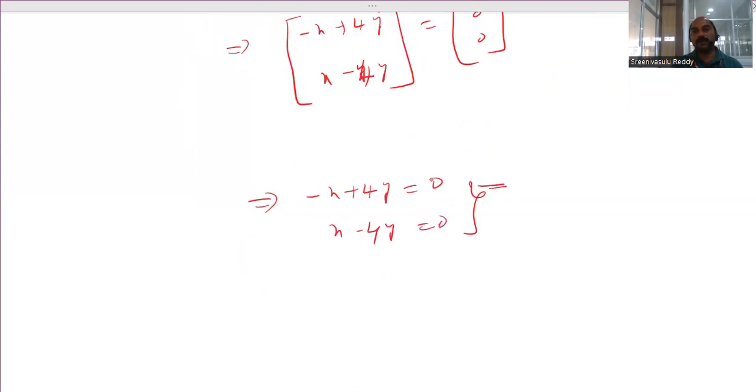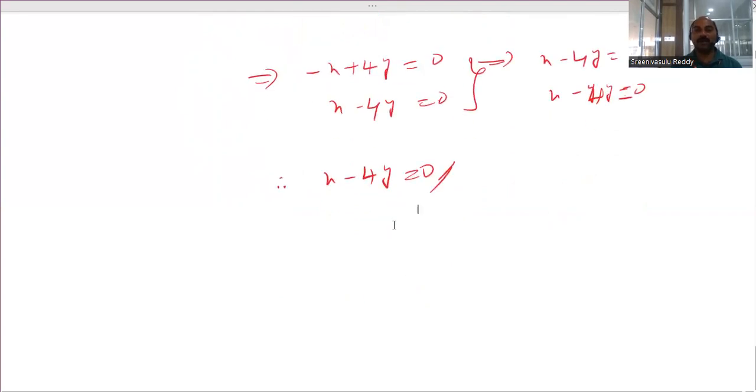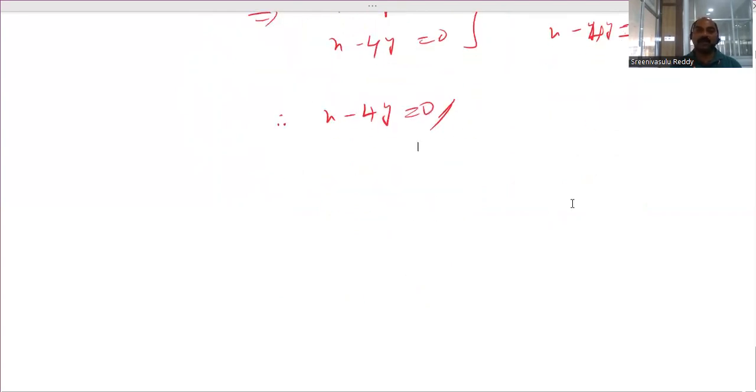These two are the same equation. Multiply the first equation with minus sign on both sides, the equation does not change, so the second equation stays. Now you observe that both are the same equations. Therefore, here we have only one independent equation. Considering the same equation twice is no use. A multiple of the same equation gives the same equation after simplification.